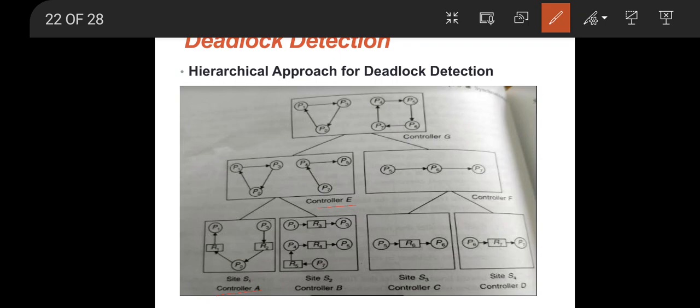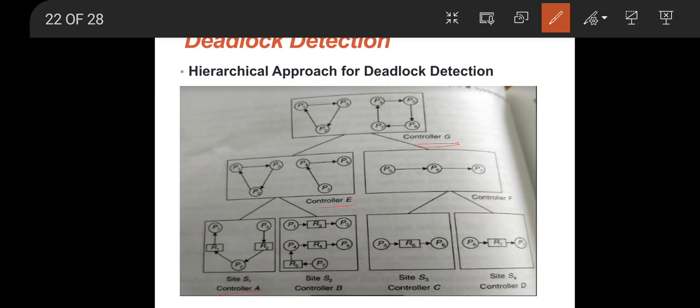Otherwise, it will be forwarded to controller G, which will again combine the wait-for graph it gets from its child nodes, and if there is a cycle, that will be detected and resolved there itself. The hierarchical approach, similar to the centralized approach, also suffers from the phantom deadlock problem.